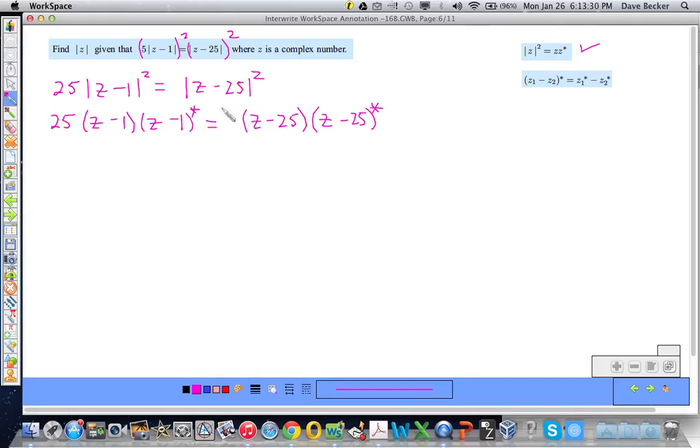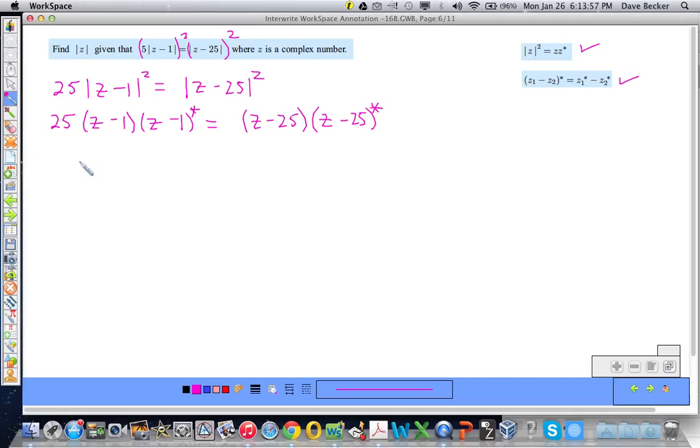Okay, and all I did is I wrote the mod of z squared using this formula, z times z star. And you might be thinking, wait a second, Mr. B, z equals a plus bi. What's this minus 25? What's this minus 1? Well, the a and the minus 1 could combine to form a constant, so we're just leaving it in this form. Okay, now we're going to use this one.